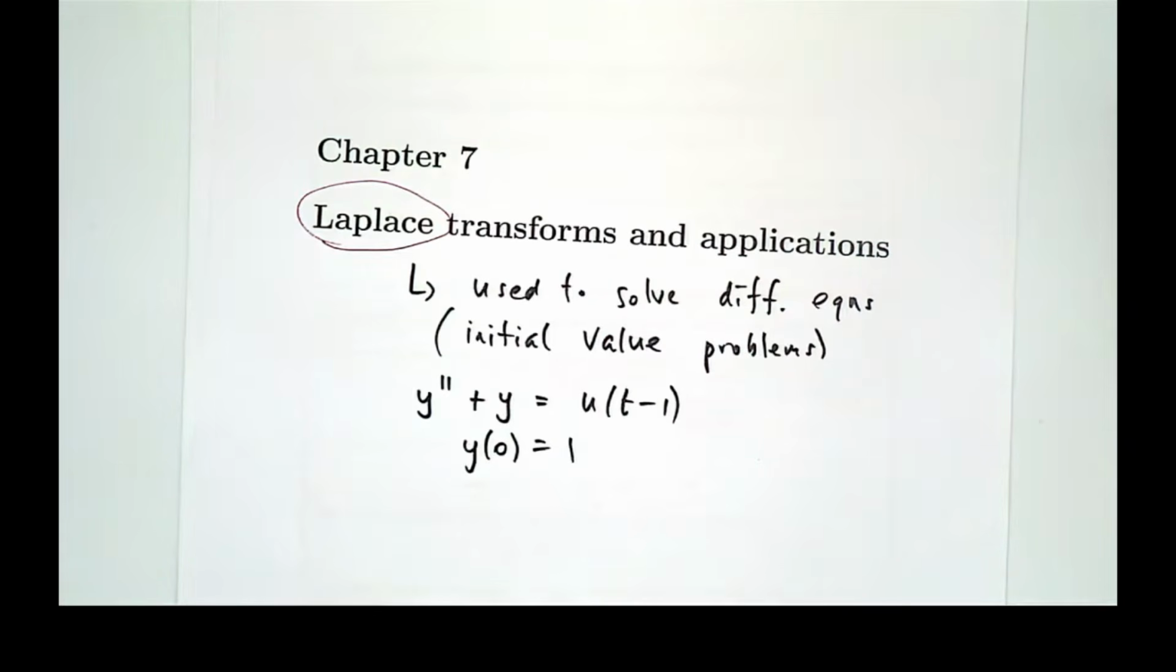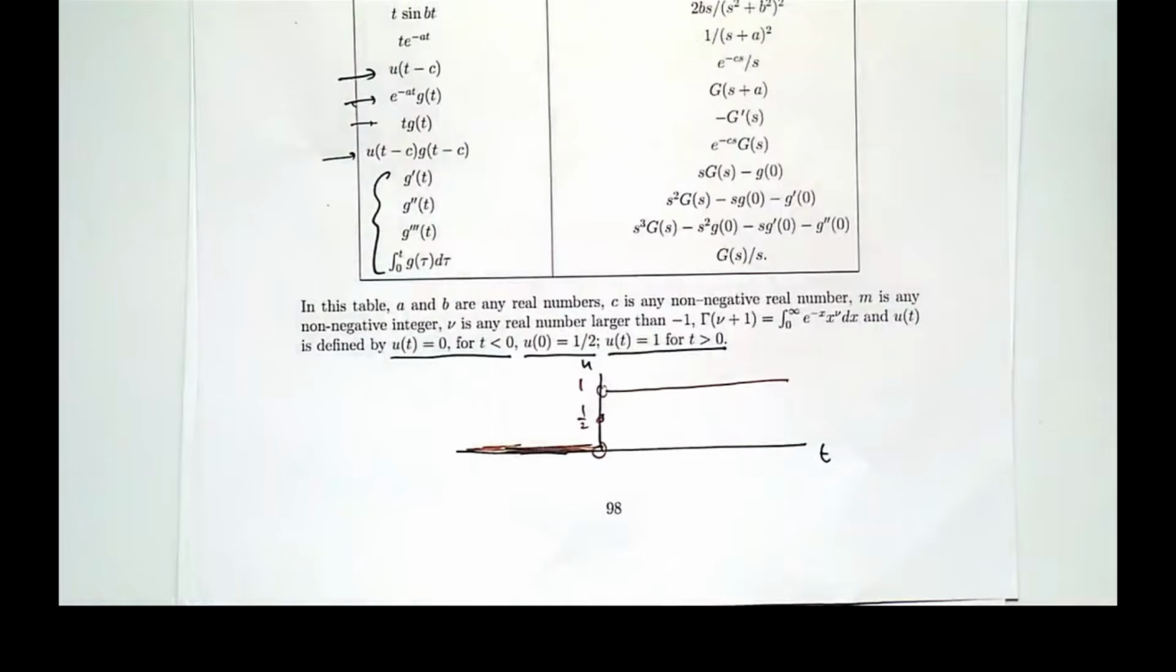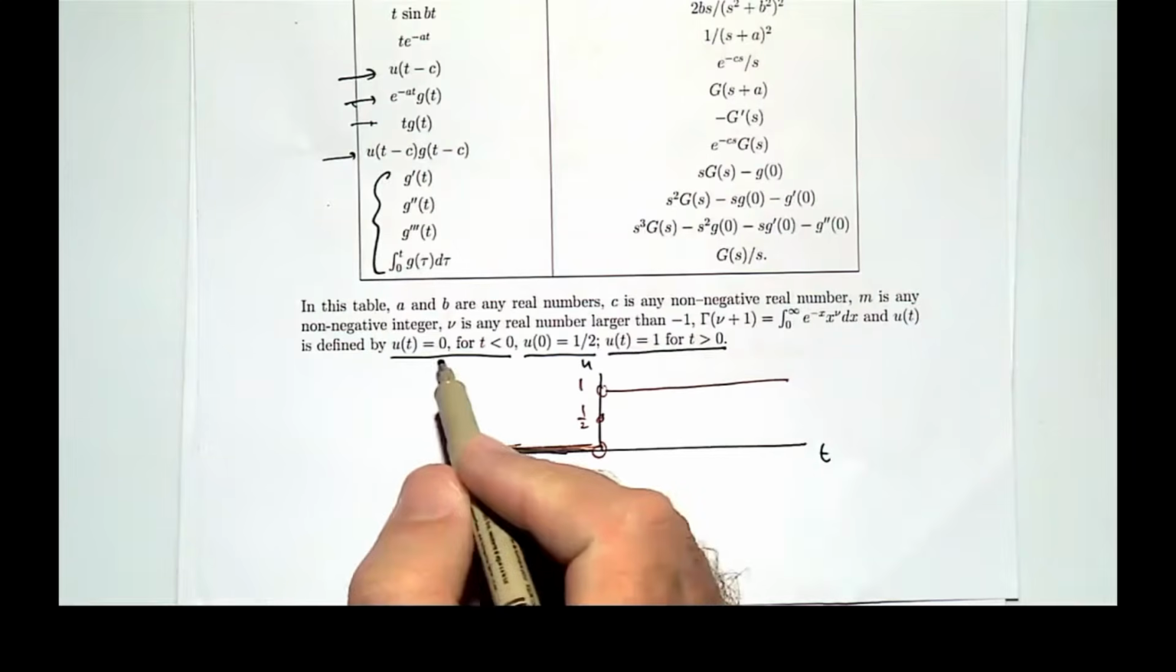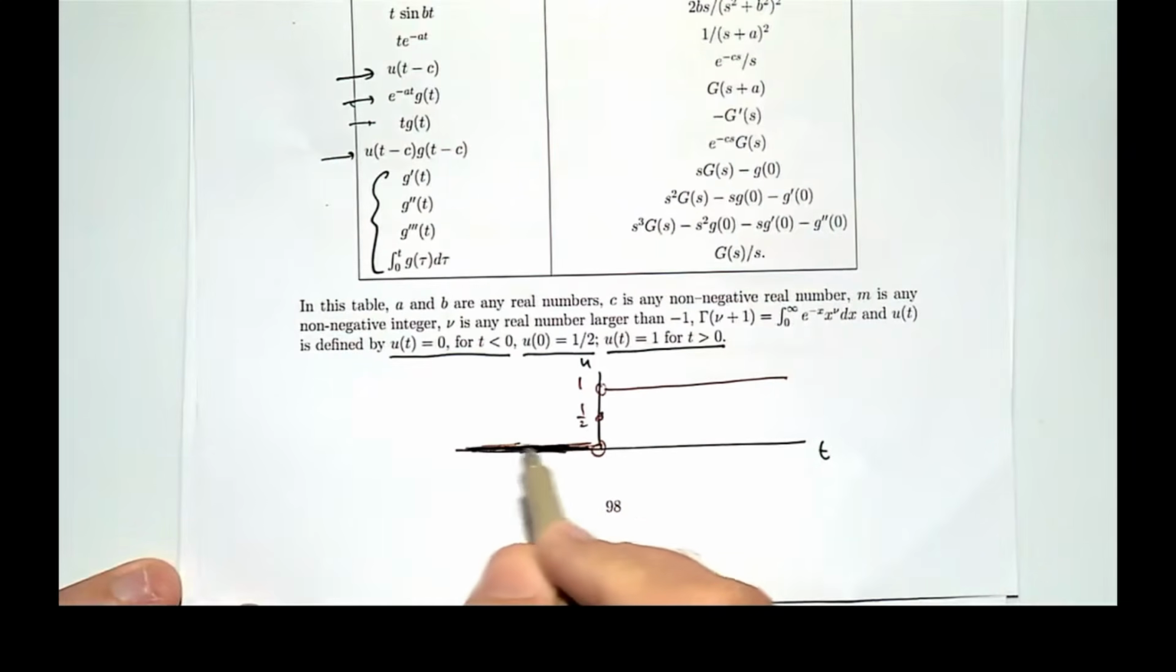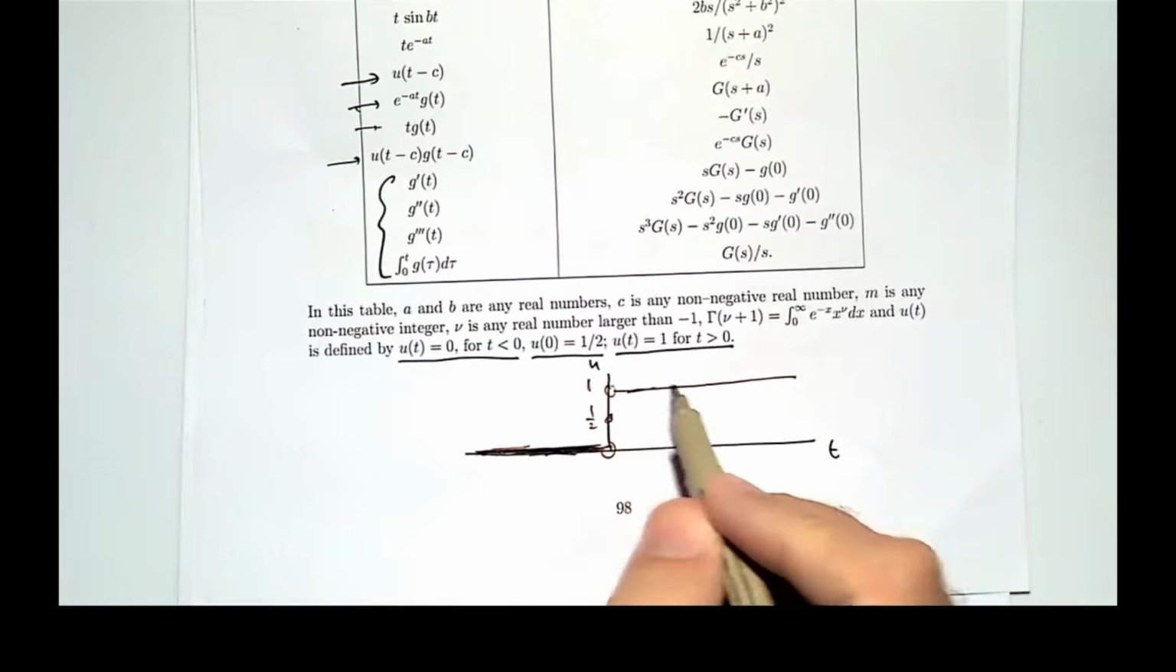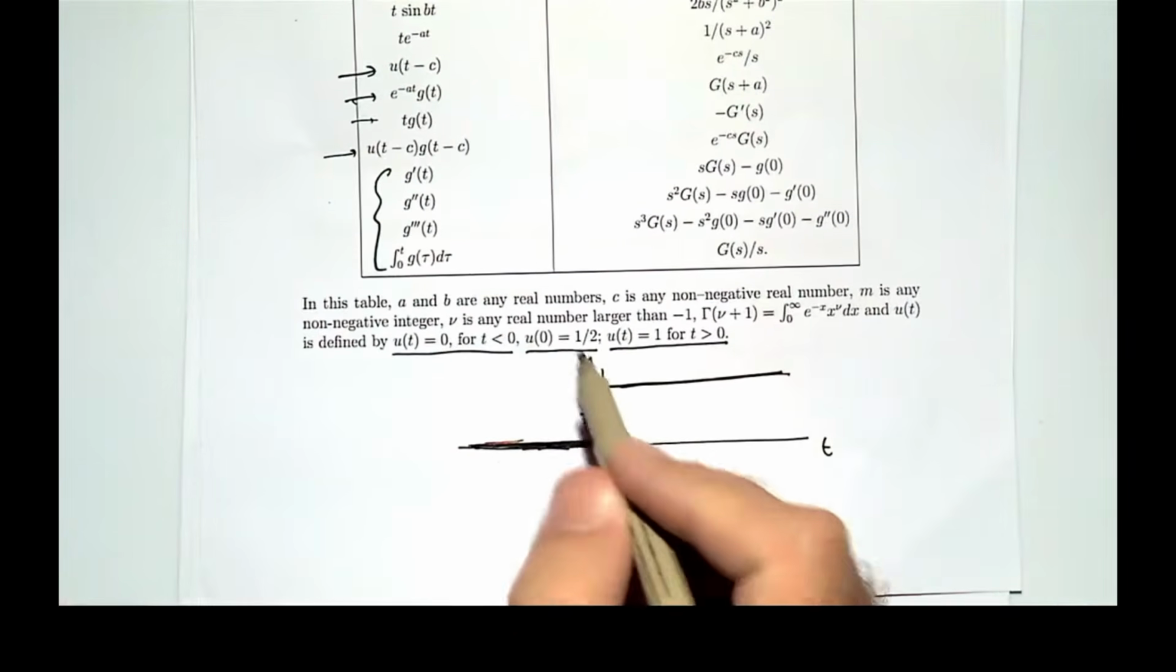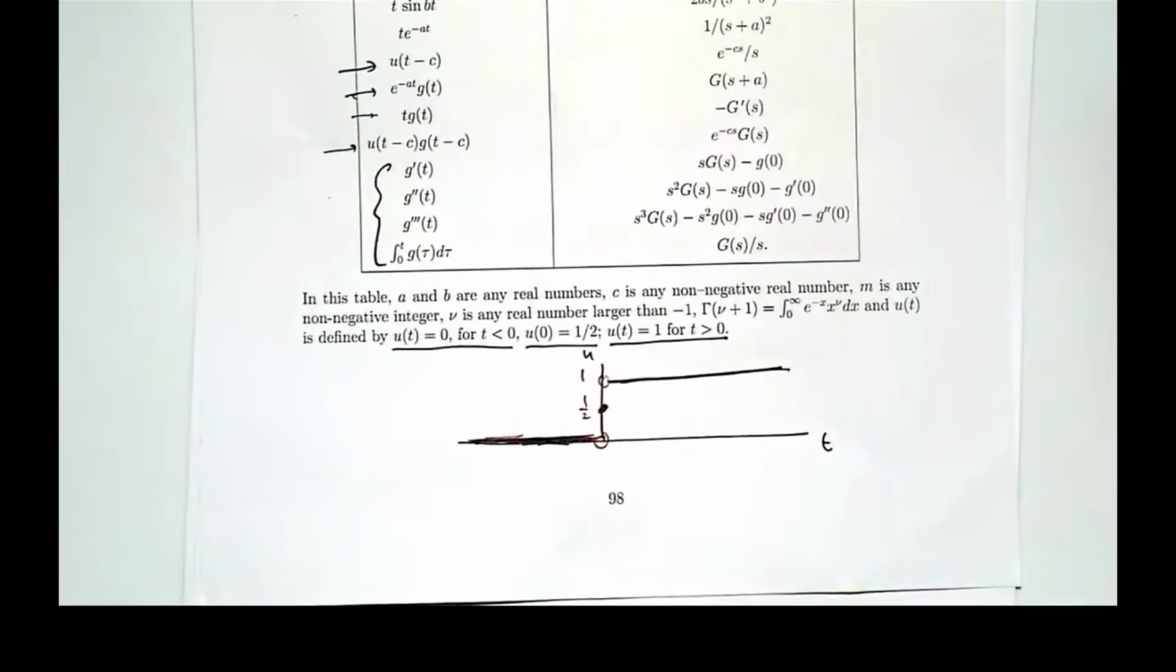Here's a picture at the bottom of the table that I showed you yesterday involving this jump function, or you can call it a Heaviside function. Somebody talked about the Heaviside function yesterday. Basically, this function is 0 for t less than 0, it's 1 for t greater than 0, and at 0 it's the average value of the two limits.